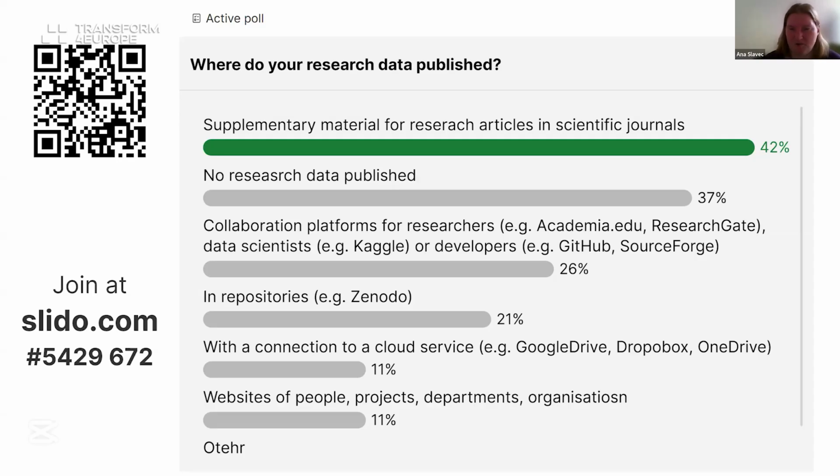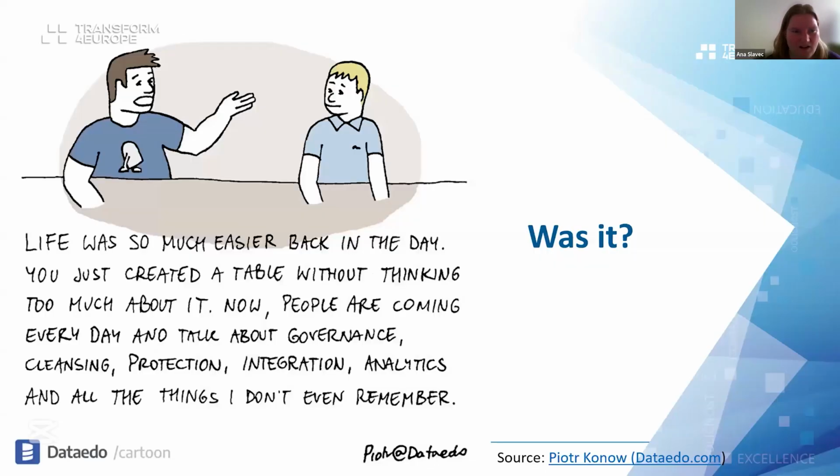Okay, the third most popular one is these collaboration platforms. Then we have only 21% stored in repositories. But I'm happy to see that these cloud services are not so popular, and the websites also not. Okay, thank you very much for your responses. If you haven't responded, you can still do so at Slido.